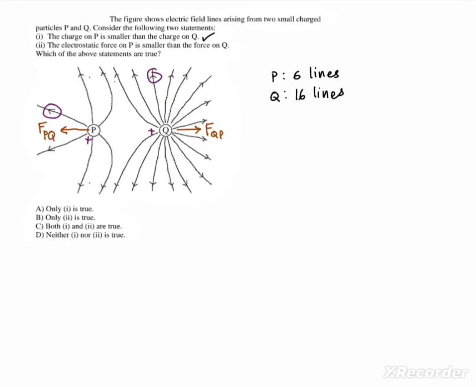because of Q. But from Coulomb's law, we know that as for magnitudes, we have FPQ is equal to FQP. So going back to the second statement, it says the electrostatic force on P is smaller than the force on Q. That's not correct. They are equal. So this is not correct. So if we go to our choices from A through D, we know that only the first statement is correct. So our answer is A.